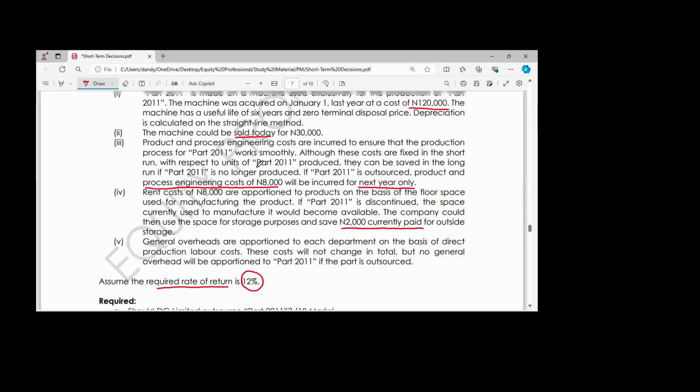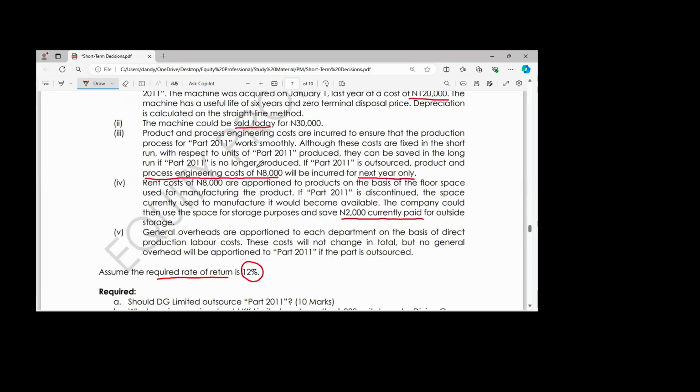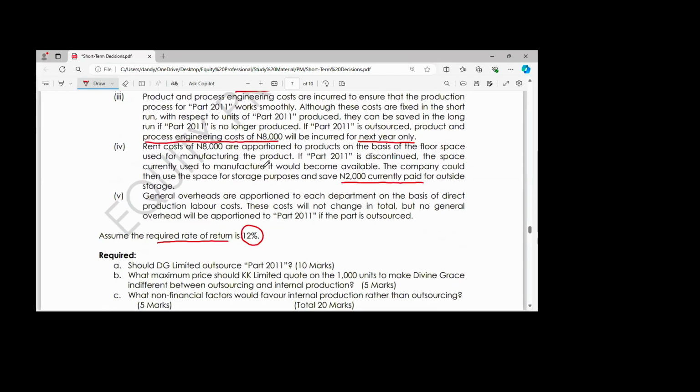One is for DG to make part 2011 internally. The second option is for DG to outsource part 2011 to another company. Remember what I told you when we started: the primary purpose of make or buy is to achieve saving and to also ensure that a reliable supplier is available to satisfy the existing capacity level.